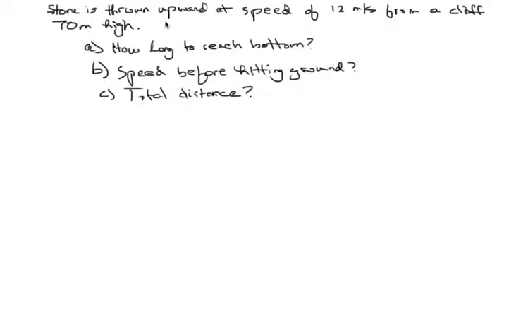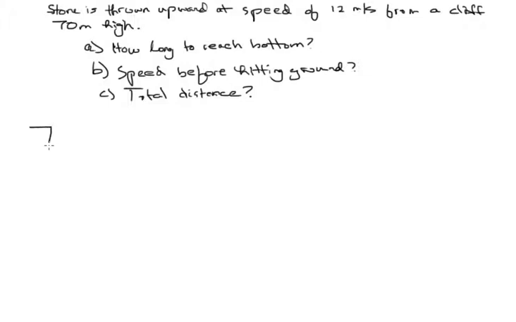A stone is thrown upwards at a speed of 12 meters per second from a cliff 70 meters high. How long does it take to reach the bottom? What is the speed just before hitting the ground? And what is the total distance? So the best thing to do with physics is draw what's going on.